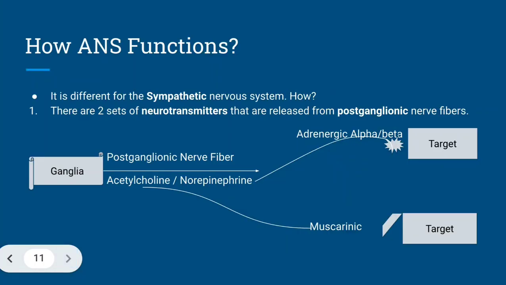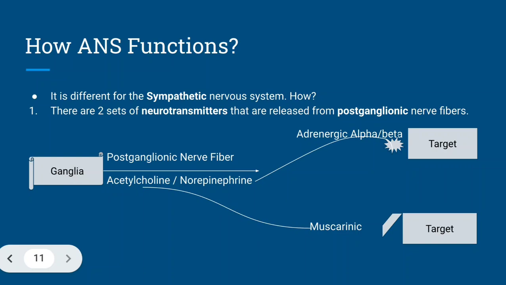Now how is this system going to work for the sympathetic nervous system? There are two different sets of neurotransmitters that are released from the postganglionic nerve fiber. Once again, now the sympathetic nervous system is activated. In the ganglia, the signal has come from the central nervous system in the sympathetic preganglionic nerve fiber. It has reached the ganglia. Now the sympathetic postganglionic nerve fiber is activated, so there are two types of neurotransmitters that are going to be released.